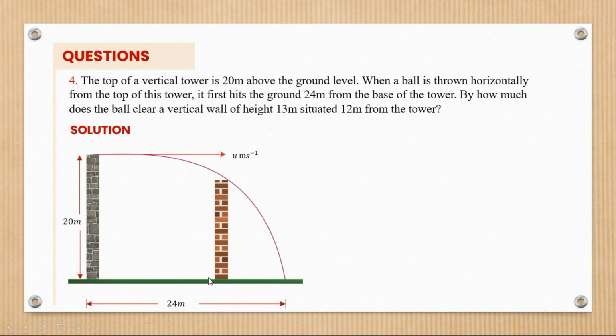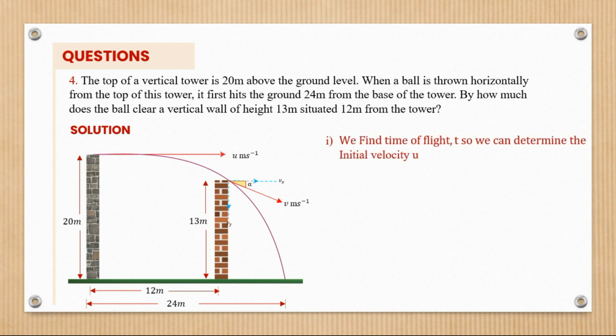Then we are also being told that this wall here is 12 meters away from the tower. So that's what we label. Then you can see that the height of that wall is 13 meters. And that's basically what we're going to be working with. So how are we going to do this?